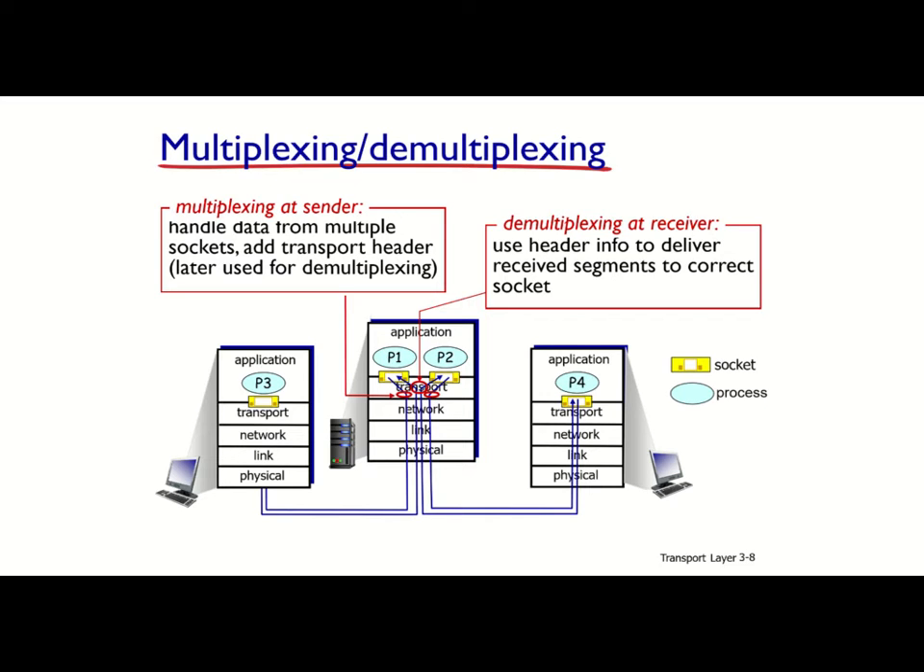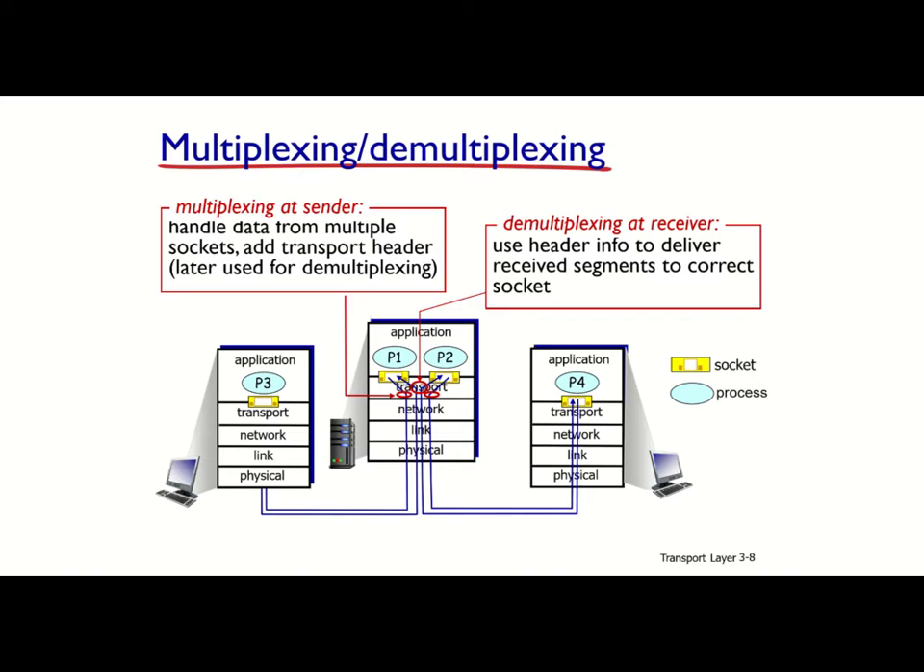Also, as I said in the previous chapter, every process must use a socket, which is similar to a door, to send its messages out and receive its messages from the other side. So you can think of a socket as a door between the application layer and the transport layer. So when P3 wants to communicate with P1, it sends its messages through this socket and receives them again through this socket.